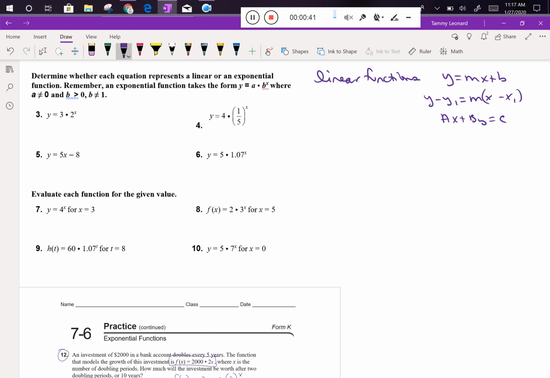Now, if instead you have an exponential function, those only take one format. Those look like y equals ab to the x. The number one feature is the fact that we've got an x as an exponent. If you don't see x as an exponent, you don't have an exponential function.